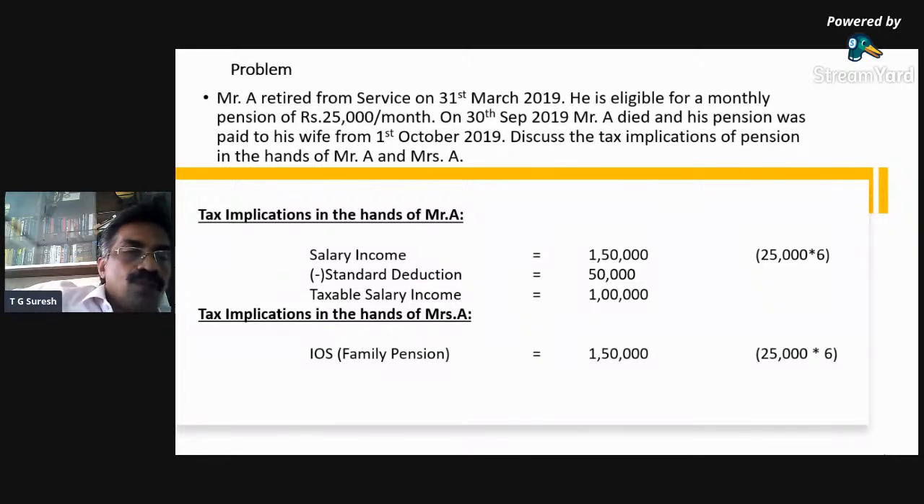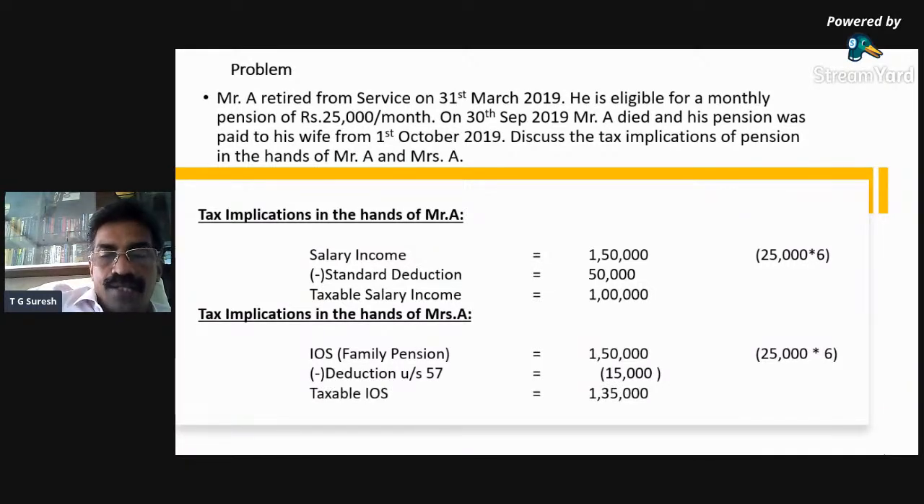If at all you are wondering why we should bother about the head of income, what is the big deal? Whether it is salary or IOS, is there a big deal? Yes, it's a big deal. If the income goes to salaries, the taxable amount is only 1 lakh. Because income has come to IOS, the taxable amount has become 1,35,000.